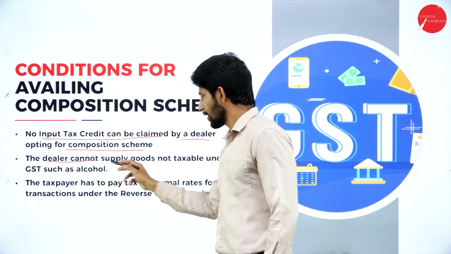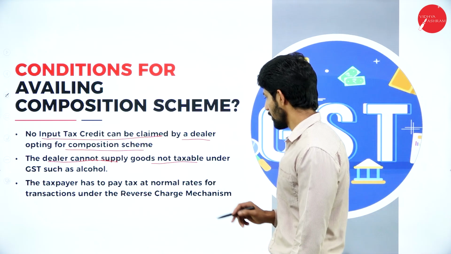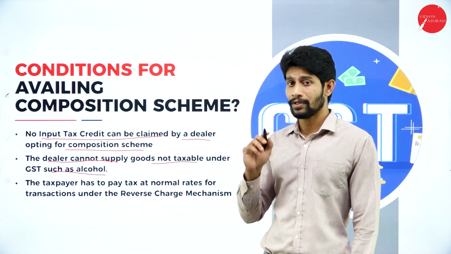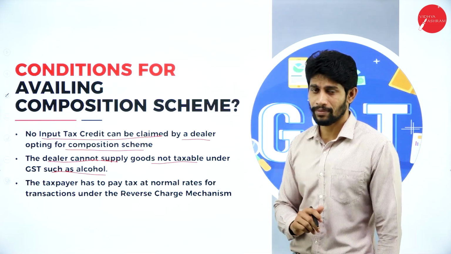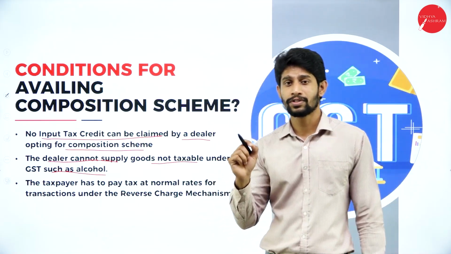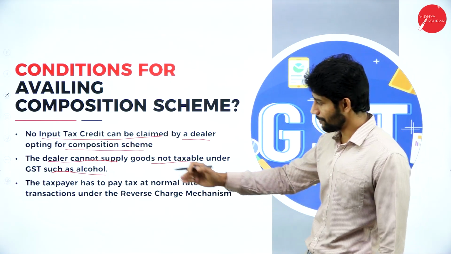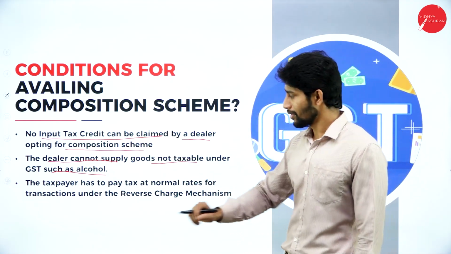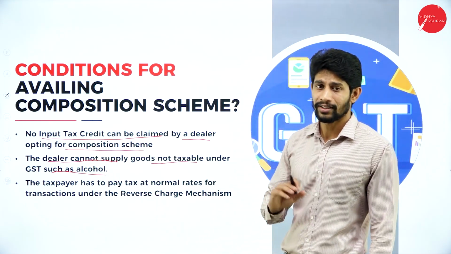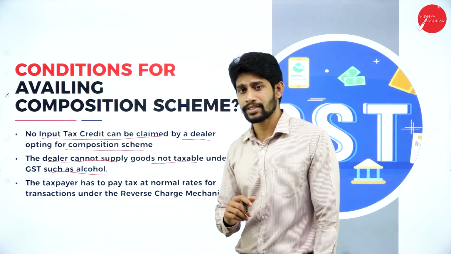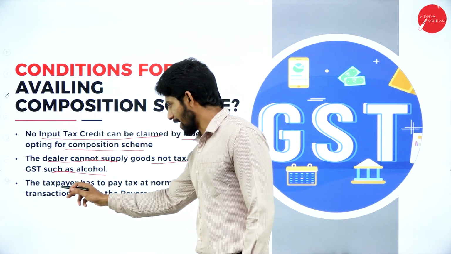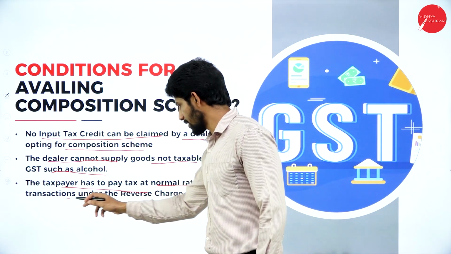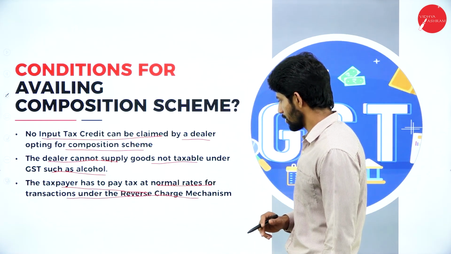Next, the dealer cannot supply goods not taxable under GST such as alcohol. Yes, if he is opting for the composition levy scheme, he can't supply goods which do not come under GST, for example alcohol. Petrol also does not come under it. So he is not supposed to supply alcohol or other goods outside the GST purview. And the taxpayer has to pay tax at normal rates for transactions under the reverse charge mechanism.